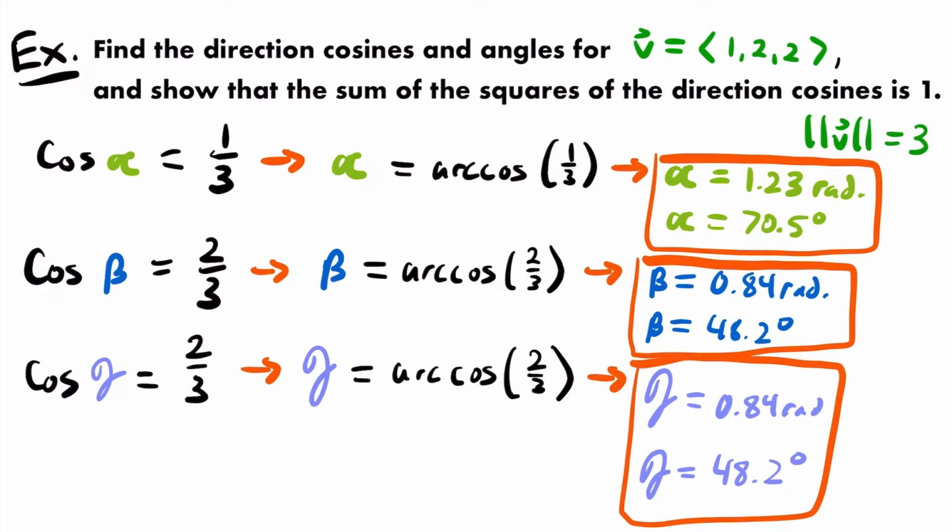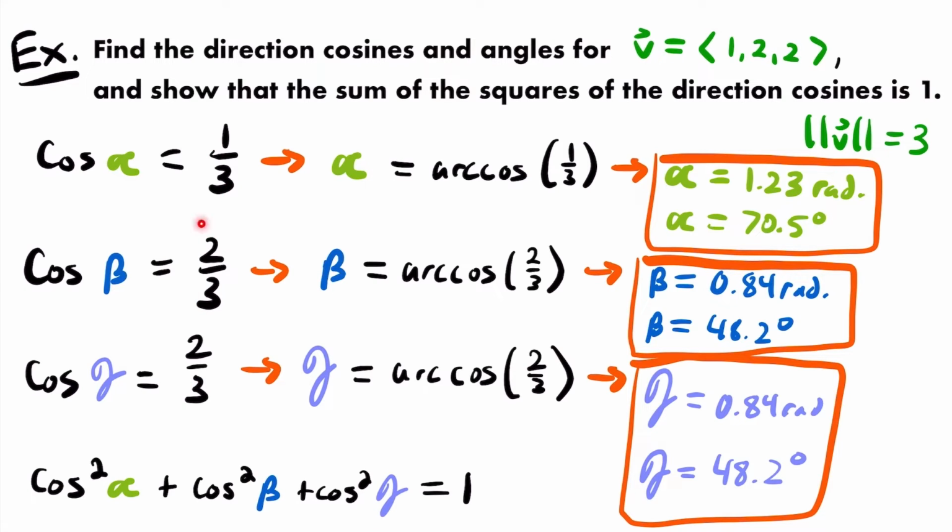There's one more thing we need to do, which is to show that the sum of the squares of the direction cosines is 1. Essentially what that means is this. We need to show that cosine squared alpha plus cosine squared beta plus cosine squared gamma is equal to 1. That is what that means. The sum of the squares of the direction cosines is 1. We have each of our direction cosines squared, we're summing them together, and they must be equal to 1. So let's see if that's true.